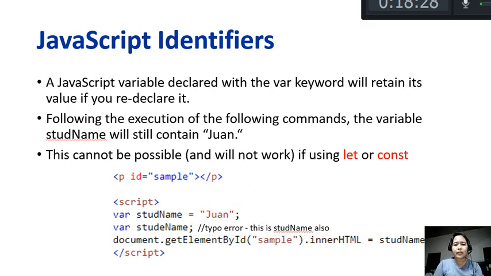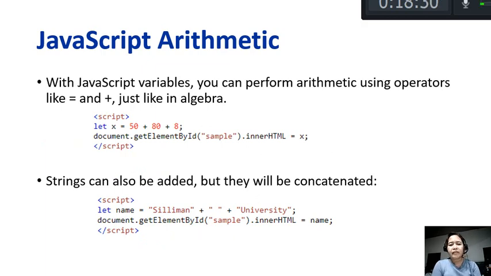Okay, let's move on to the next slide. For arithmetic, you can perform mathematical or arithmetic operations using operators like the equal sign and plus, just like in algebra. So I guess you already understand this. In this case, you have just declared variable x and assigned it a value of 50 plus 80 plus 8, and that will be 138. Of course 80, 50 and 8 here are all numbers, so that will be added with no problem.